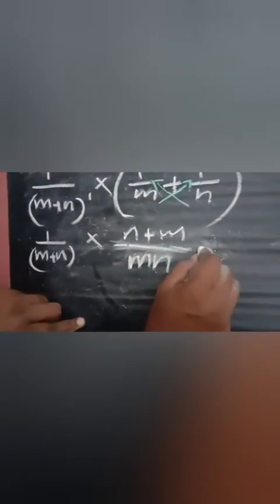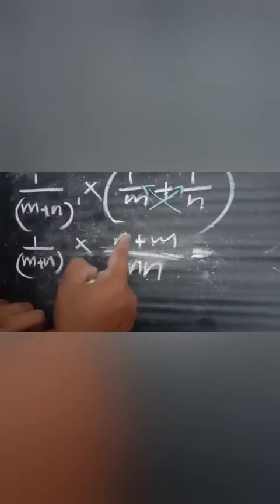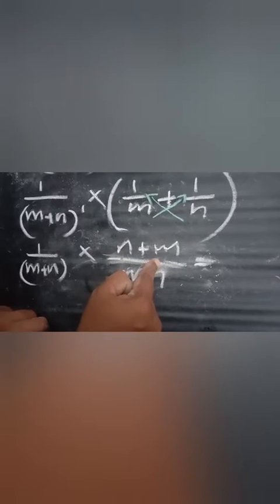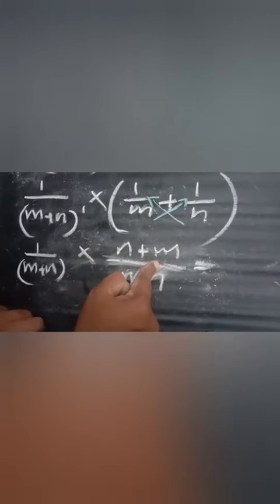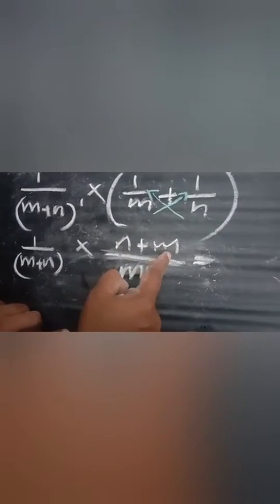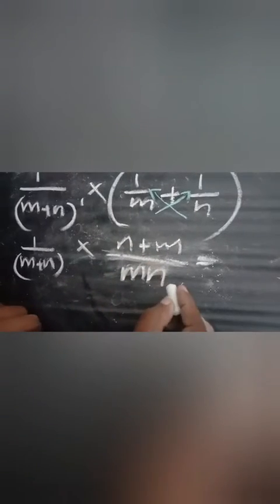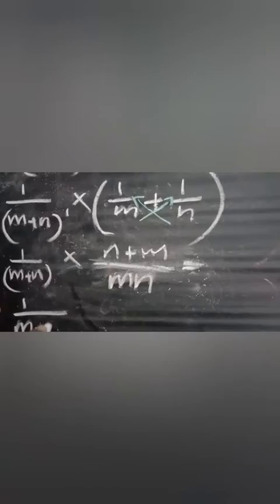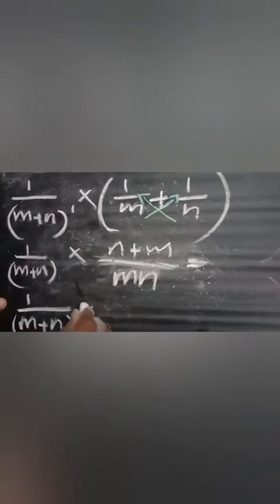Again, we can arrange this. N plus m is the same as m plus n, because we already learned addition is commutative. M plus n is also equal to n plus m, which is equal to 1 by (m plus n) into (m plus n) by mn.